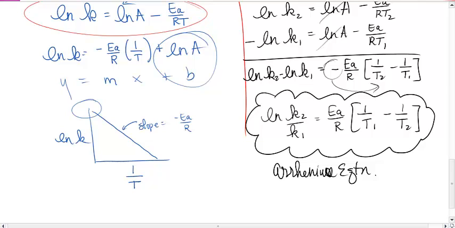Scott? Why did you circle that negative sign? I distributed that negative. That's why these guys are switched. This used to be T2 minus T1, and now it's T1 minus T2. But just like in the Clausius-Clapeyron, this is how I remember it: whatever K2 is here, T2 is here.